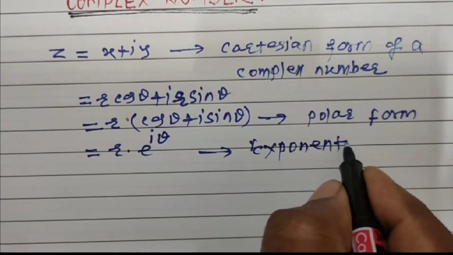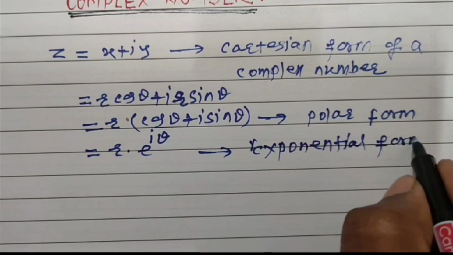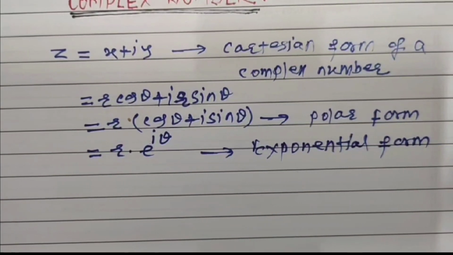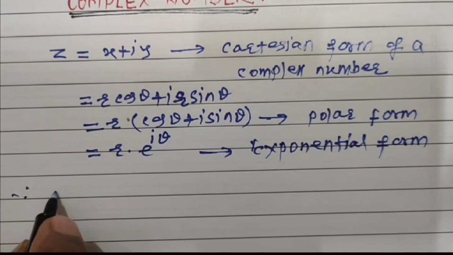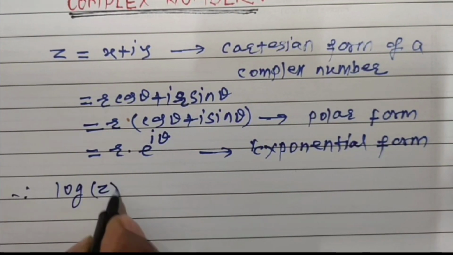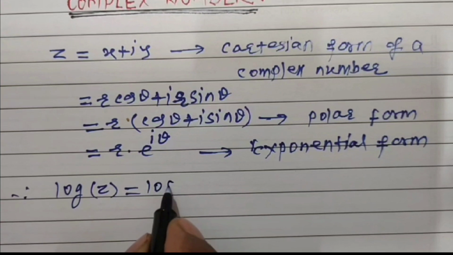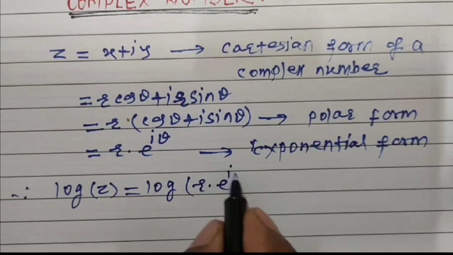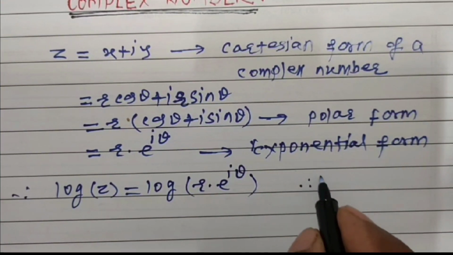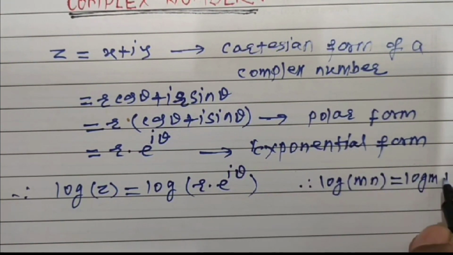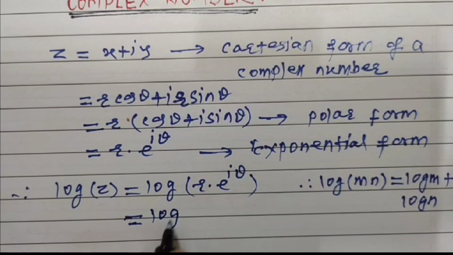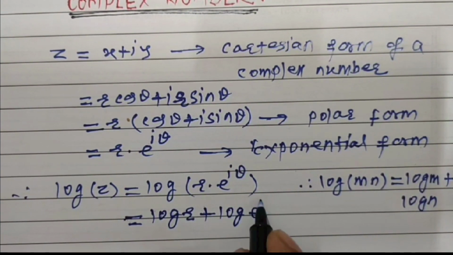These are three forms of complex number, and now we have to know about the next form, that is the fourth form, which is known as logarithmic form of a complex number. Means what? Taking log of complex number z, and this is equal to logarithm of r into e to the power i theta. Now you know logarithm of m into n is equal to log m plus log n. Then logarithm of r plus logarithm of e to the power i theta.